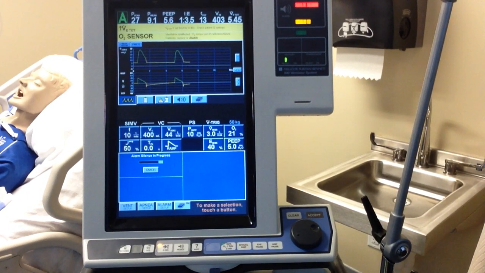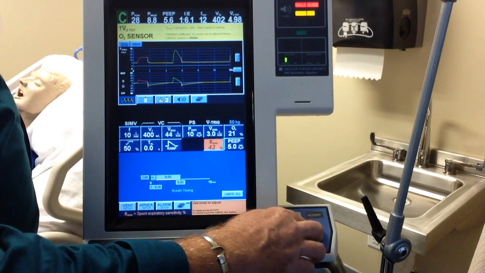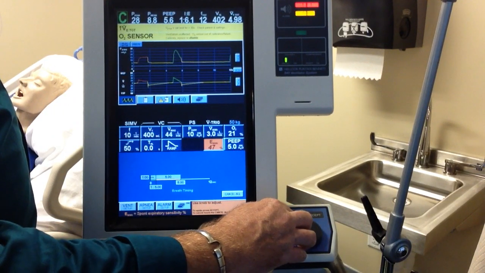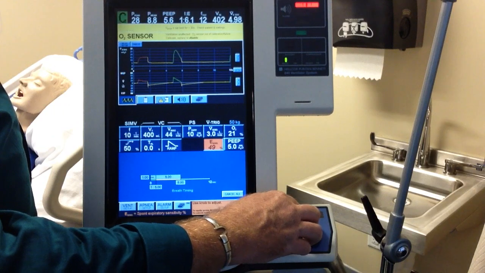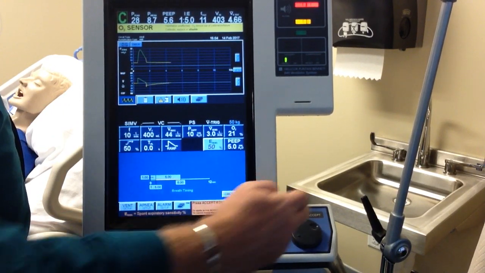Okay, assisted, assisted, spontaneous. 406. Remember, you really don't want a tidal volume or an inspiratory time over 1 second. That looks a little long, so we'd up it just a touch. See, I'm playing with everything. And that's my machine telling me that my O2 sensor is just out of whack.